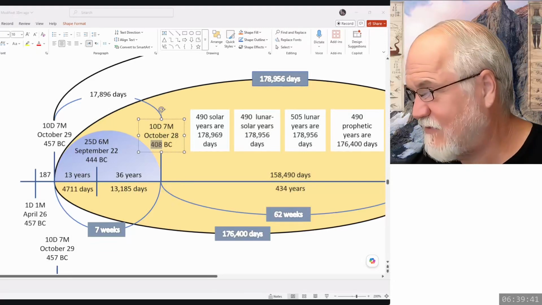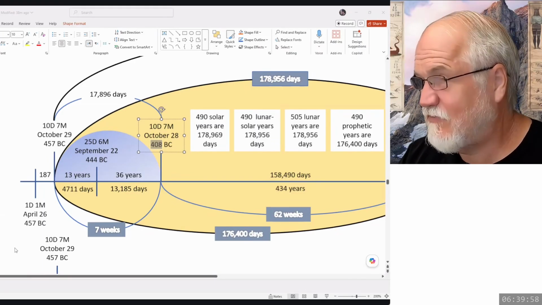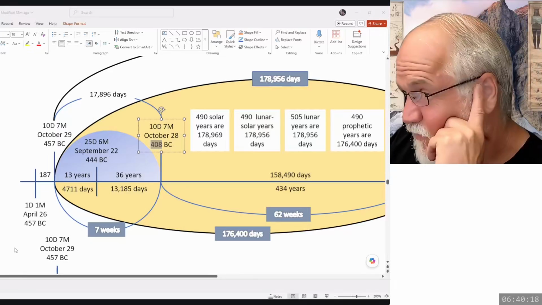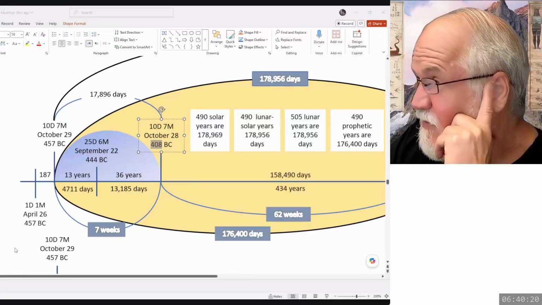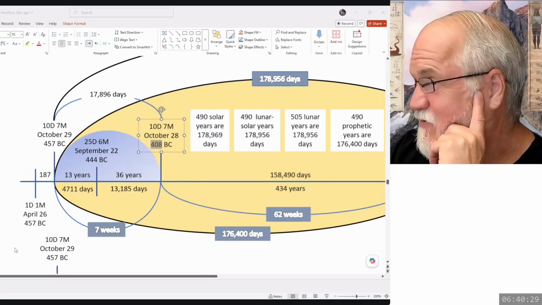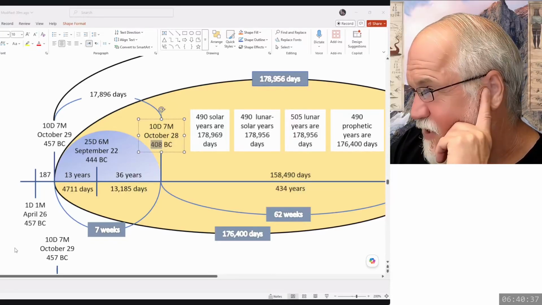I have to look at that. Let me go here. Look at this chart again. Okay, so in 444, we got, yeah, I'm just going to have to go here. Yeah, so there's 5 days difference. So, okay, let's see.